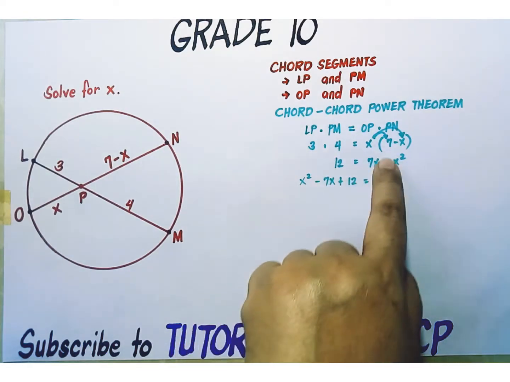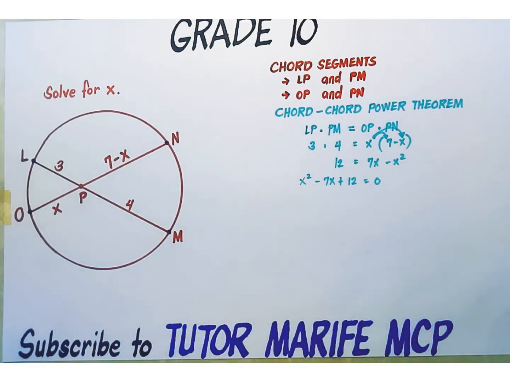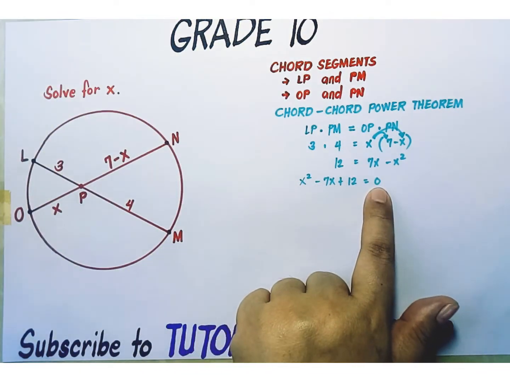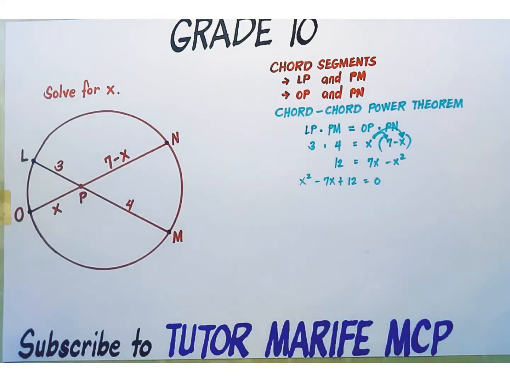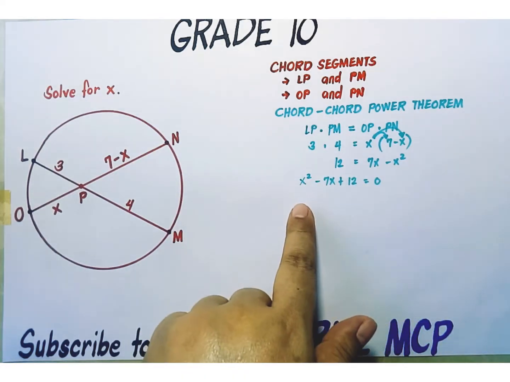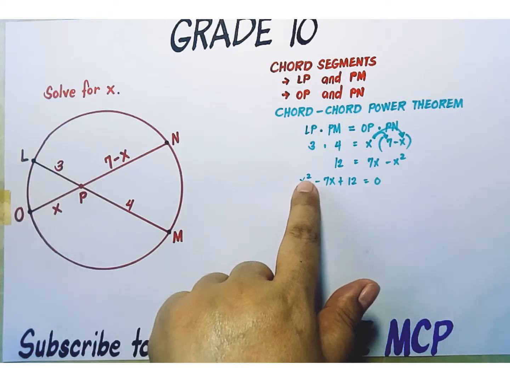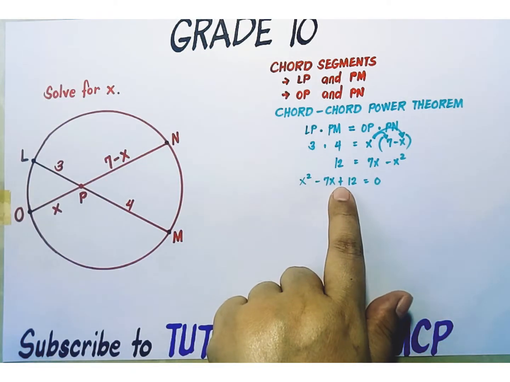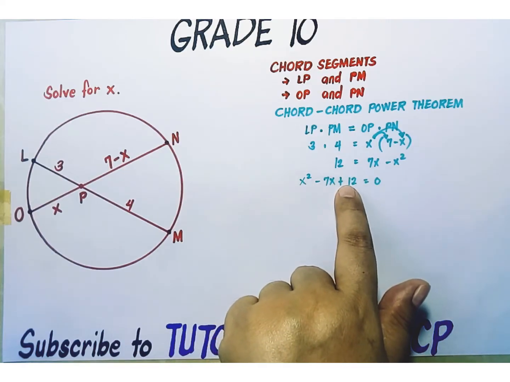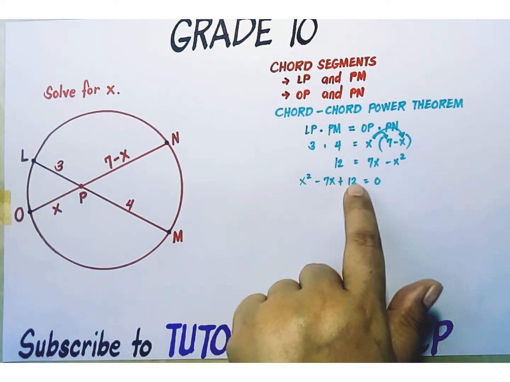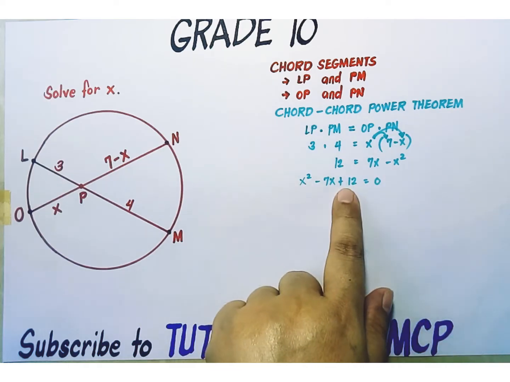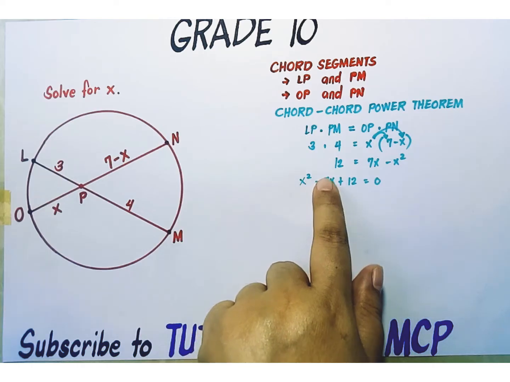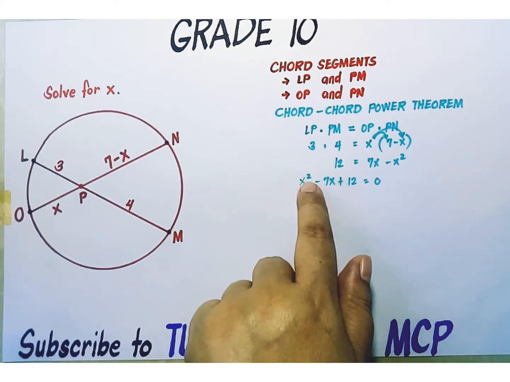We are solving a quadratic equation. Let's collect all the terms on the left side to make the right side 0. And how do we solve a quadratic equation if the leading coefficient is positive 1? By factoring method, focus on the constant term. Our constant term is positive 12. Think of factors of positive 12 that add up to the coefficient of x, which is negative 7.